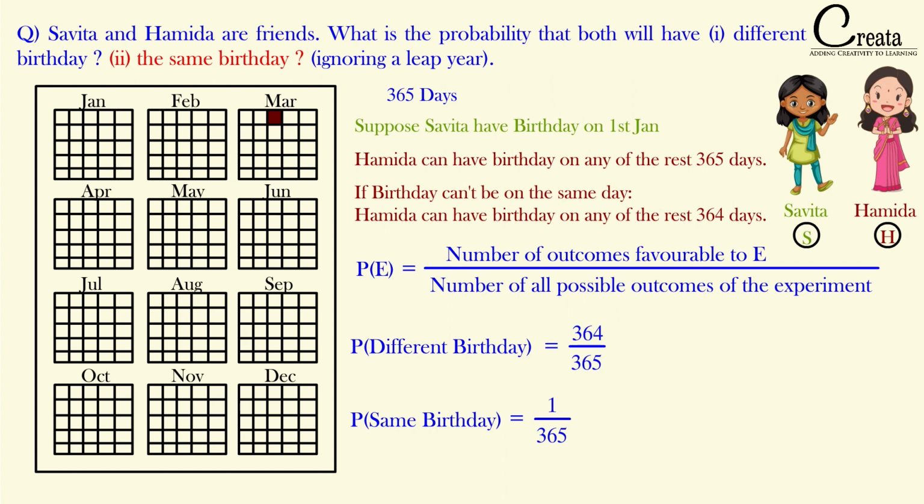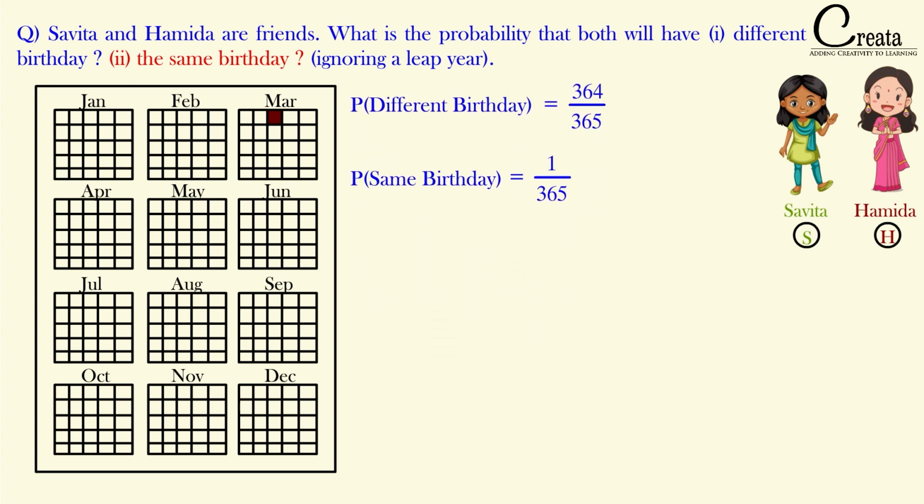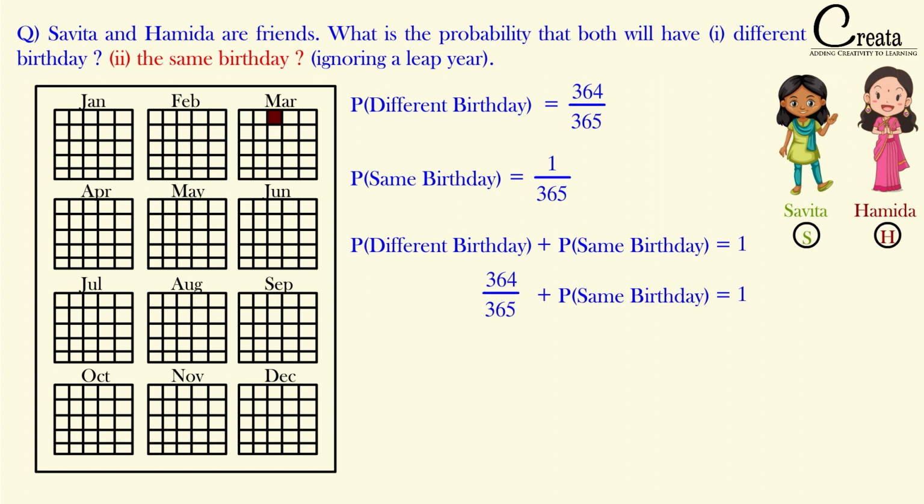Here we have also used our observation formula and calculated the second case. That is, the probability of different birthday plus probability of same birthday will be equal to 1. The first case we have calculated as 364 upon 365. So the second case we could have easily calculated as 1 minus 364 upon 365, that is 1 upon 365. So we have seen two approaches to solve the same question. Initially the question looks slightly tricky, but once you are able to visualize and decode the question, it becomes very simple. Let's move to the next question.